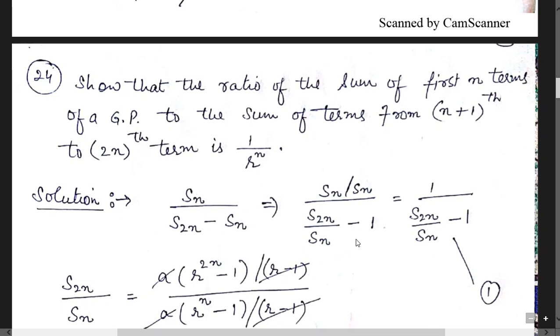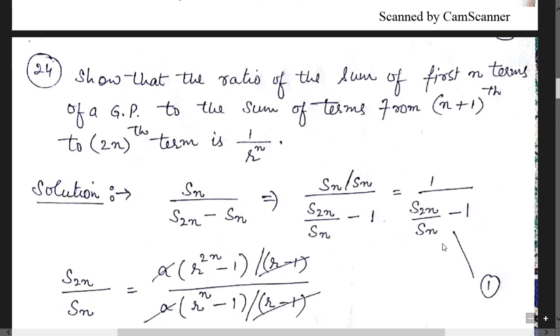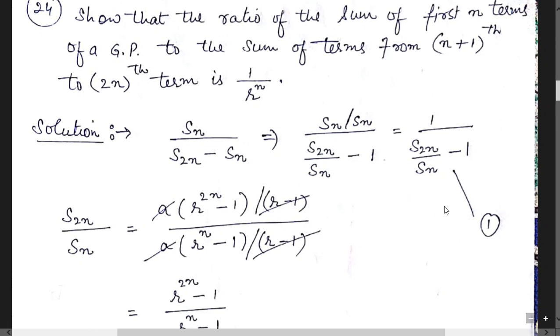Dividing numerator and denominator by Sn, we can find 1 over S2n divided by Sn minus 1. Let it be number 1. Now in this term, basically we have to find out S2n divided by Sn and insert the value in number 1, then you can get the value.